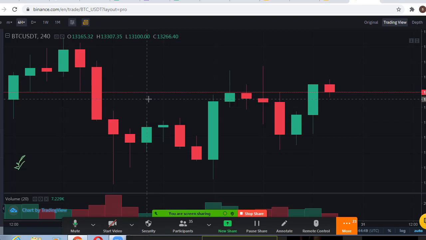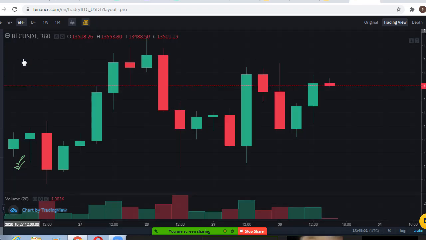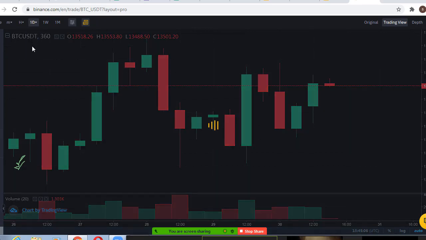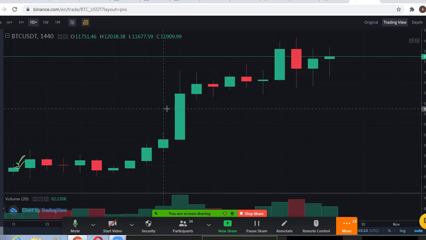Now, on candlestick charts, you also have different time frames. In this case, this is a 4 hour chart. You can see this 4 hour chart. I can change it to 6 hour. I can change it to 1 day. Okay, now this is a 1 day chart.